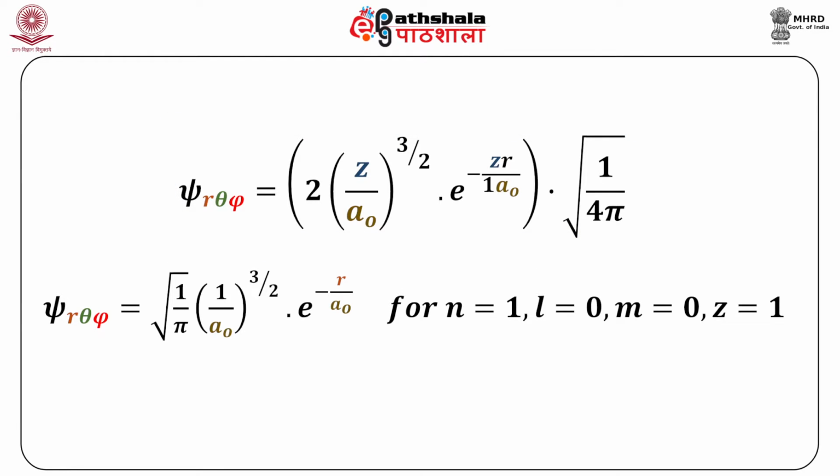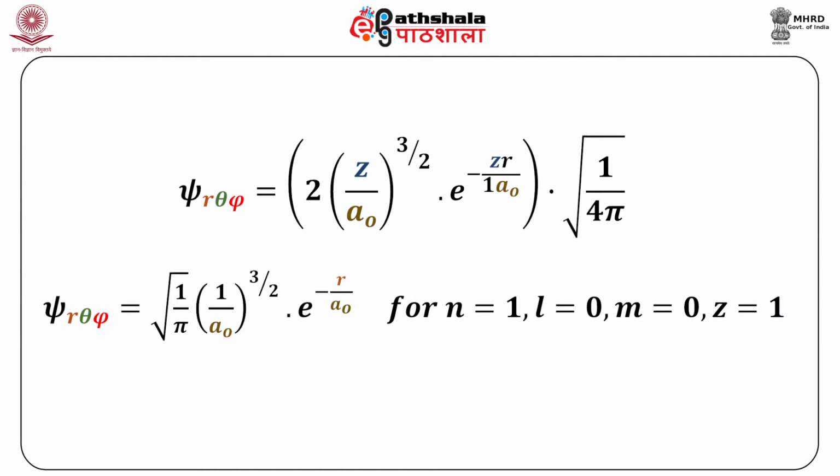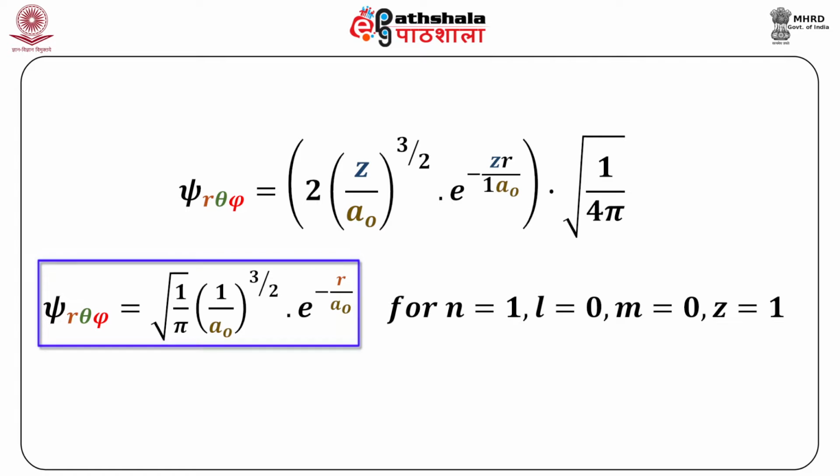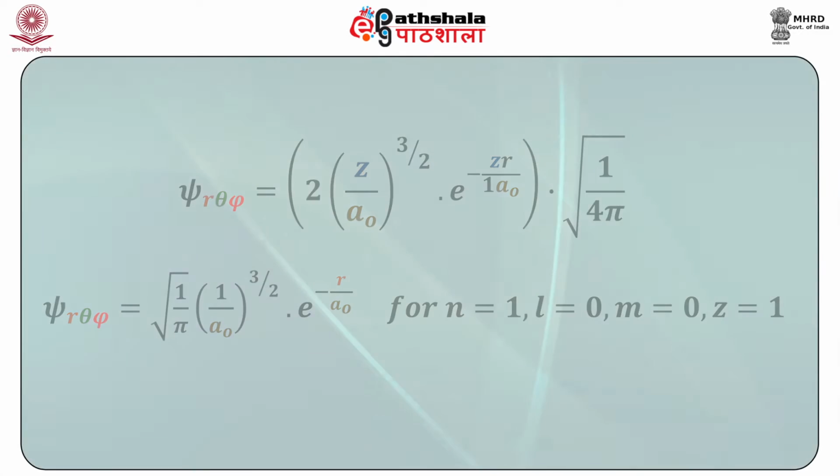And you can see very well, when n is 1, L is 0, M is 0 and Z is 1, we get ultimately the electronic wave function for the ground state of hydrogen atom. This is 1 upon under root pi, then 1 upon a0 raised to the power 3 by 2 e to the power minus r by a0. This is naturally for n is equal to 1, L is equal to 0, M is equal to 0, and of course Z is equal to 1.